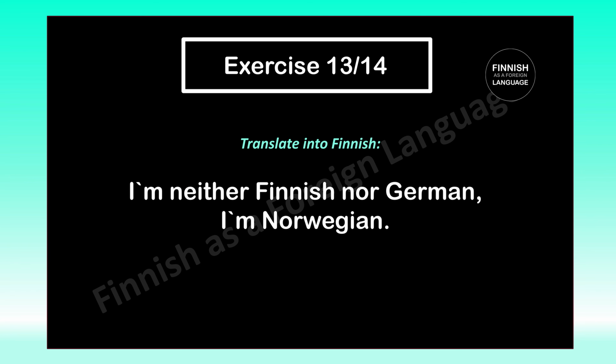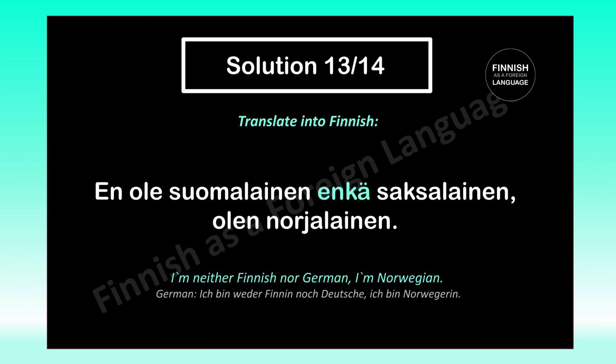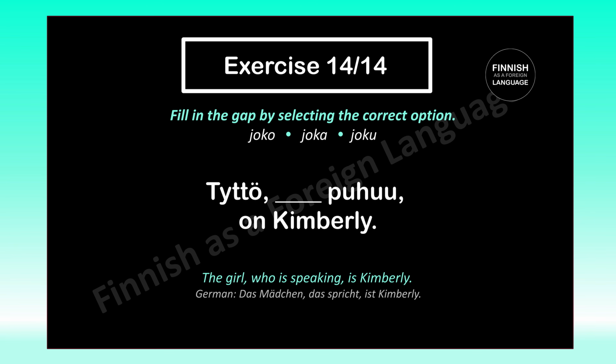Next one, translate into Finnish. I'm neither Finnish nor German, I'm Norwegian. Excellent, the answer is en ole suomalainen enkä saksalainen, olen norjalainen. I'm neither Finnish nor German, I'm Norwegian. And our last one for today. The girl who is speaking is Kimberly. Tyttö puhuu on Kimberly. Do we need here joku, joka, or joku? Excellent, the answer is joka. Tyttö, joka puhuu on Kimberly. The girl who is speaking is Kimberly.